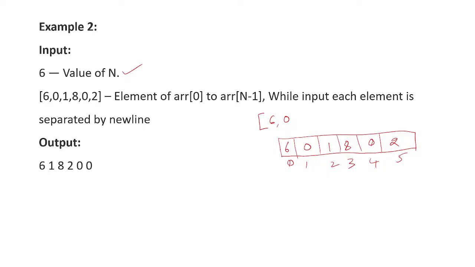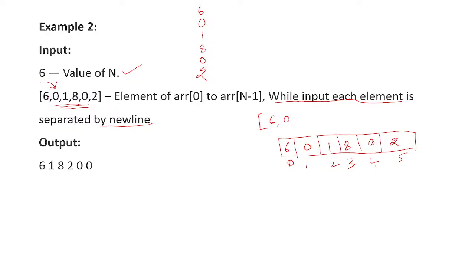That we should understand. In the input he has given, each element is separated by a new line. That means the way the input is provided to your program is not in this form. It is provided like this, each element separated by a new line. So this is how your input comes, 0 2. This is what your input looks like. It is not in this format.